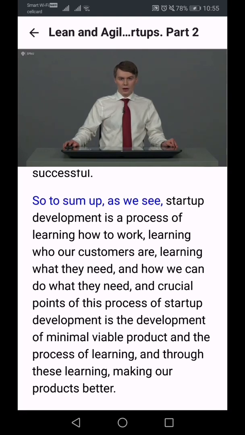So, to sum up, as we see, startup development is a process of learning how to work, learning who our customers are, learning what they need and how we can do what they need. And the crucial points of this process of startup development are the development of the minimal viable product and the process of learning, and through this learning, making our products better.